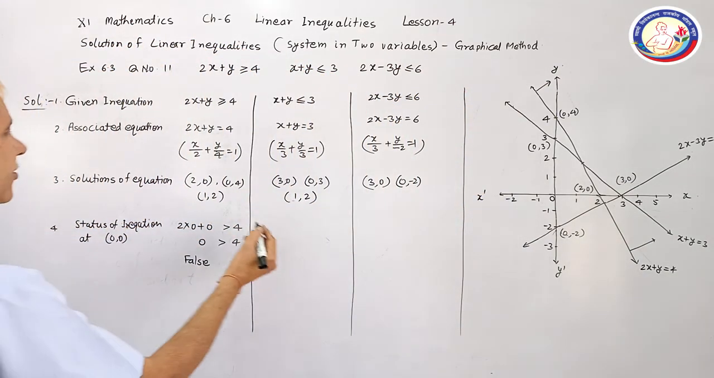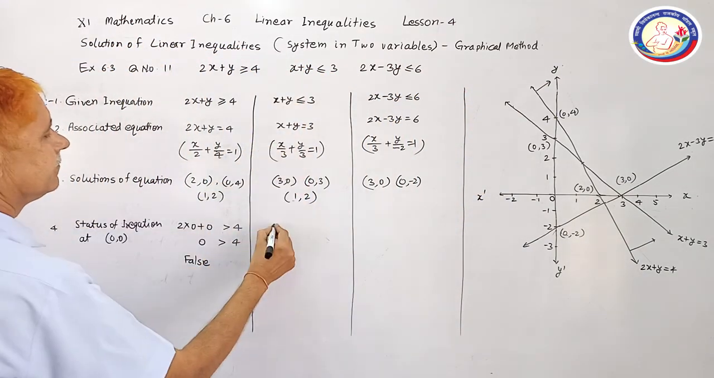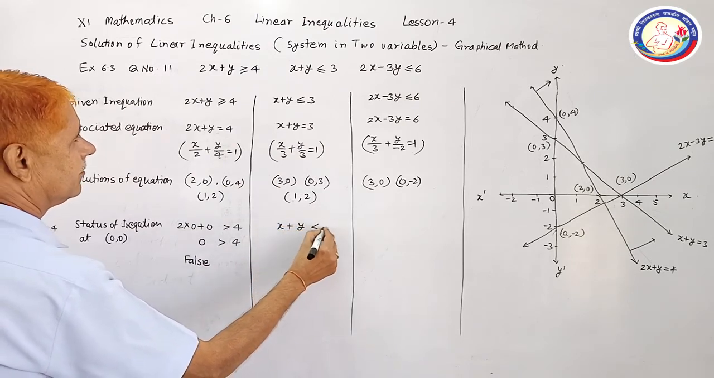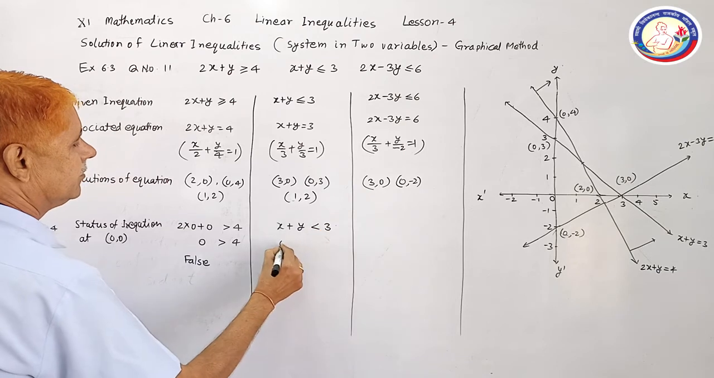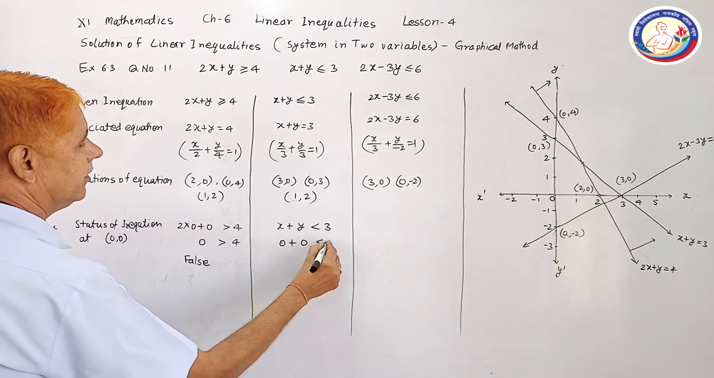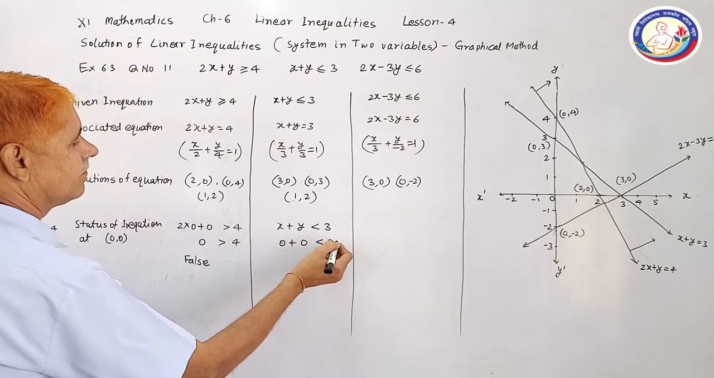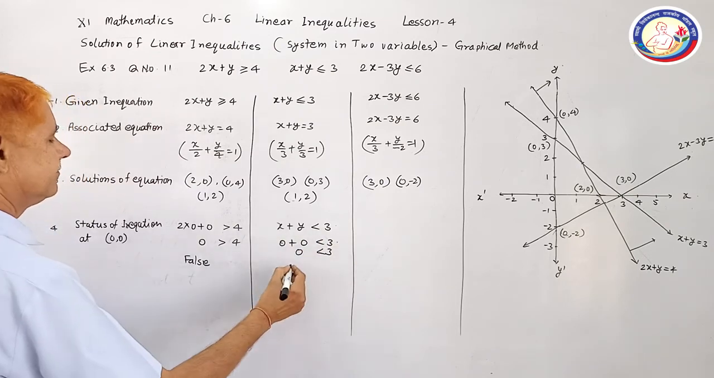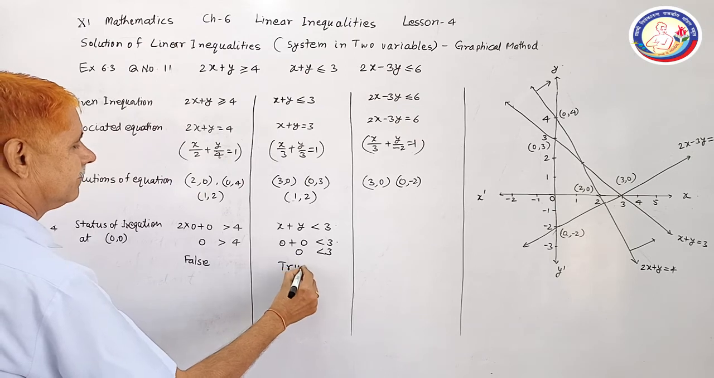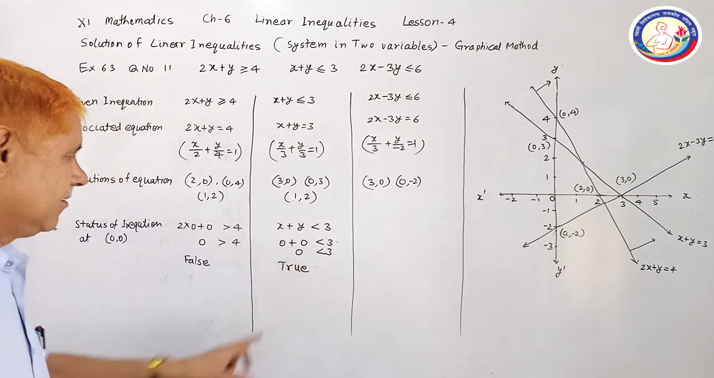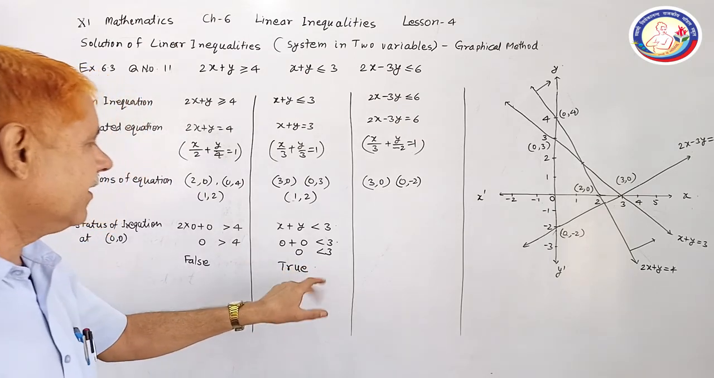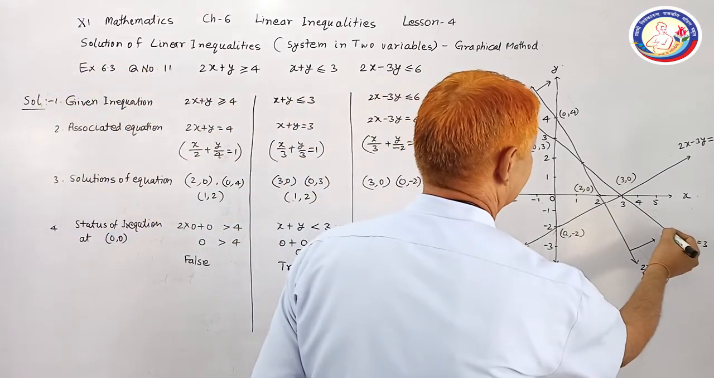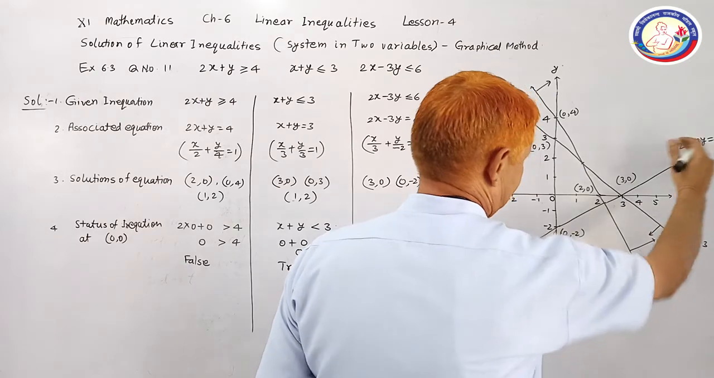Now if I put 0, 0 here, 0 plus 0 is less than 3, 0 is less than 3, the statement is correct, true. So the half plane containing 0, 0 will be the region of solution. This half plane will be the region of solution.